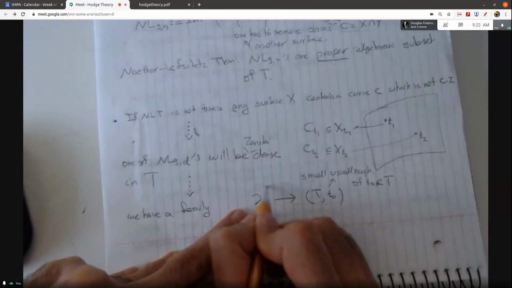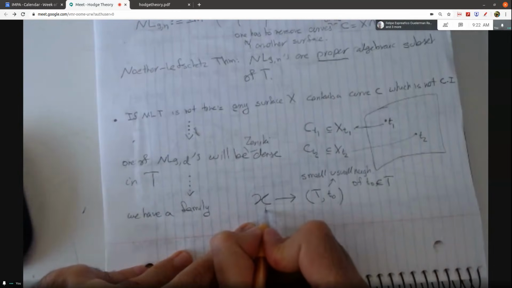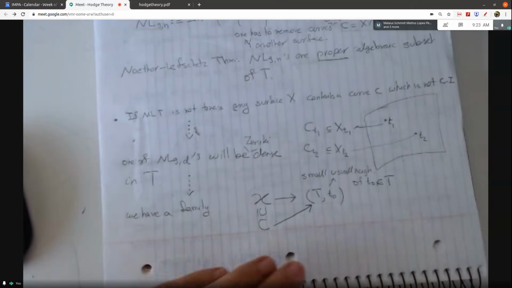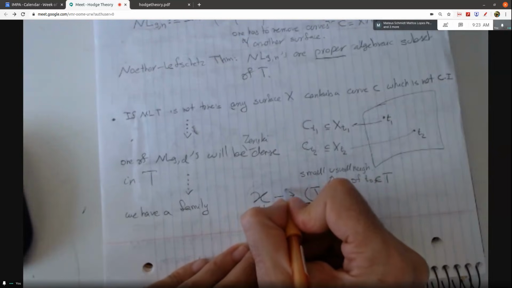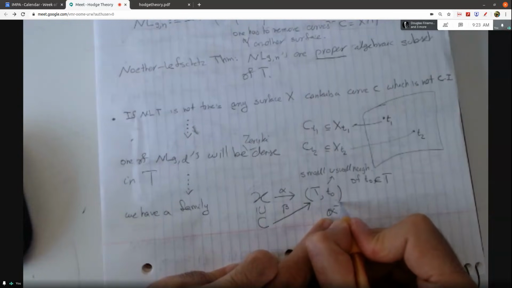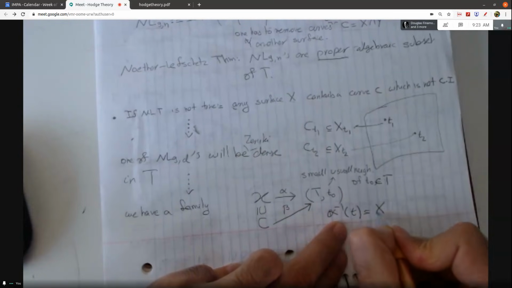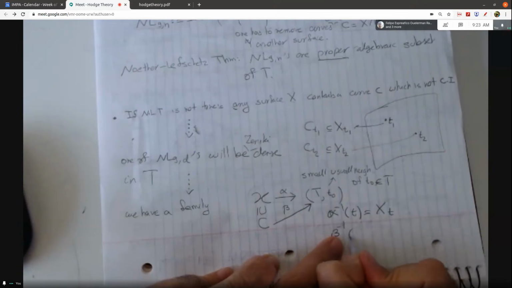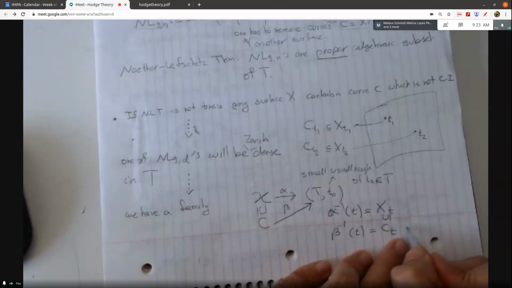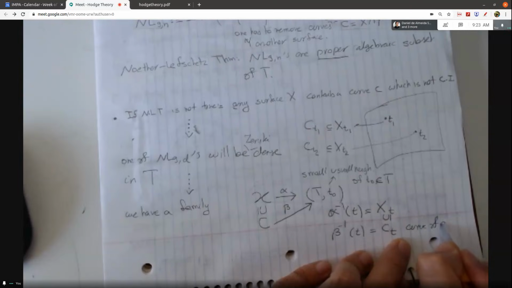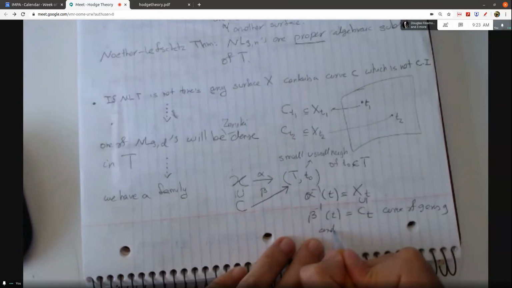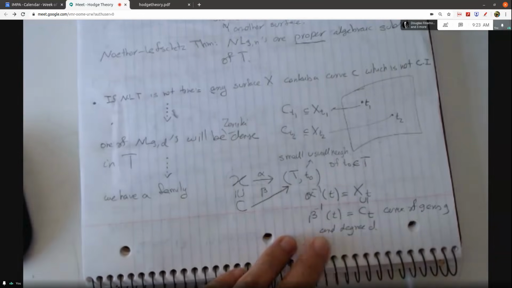So that means that locally we will find a family. This will be the family of my surfaces. I will have this subvariety. Let me explain, and then I will have this map also. Let's put it this alpha, beta. Alpha minus 1 of t will be Xt, beta minus 1 of t will be a curve Ct. This curve will be inside Xt. This will be a curve of genus G and degree N, sorry.